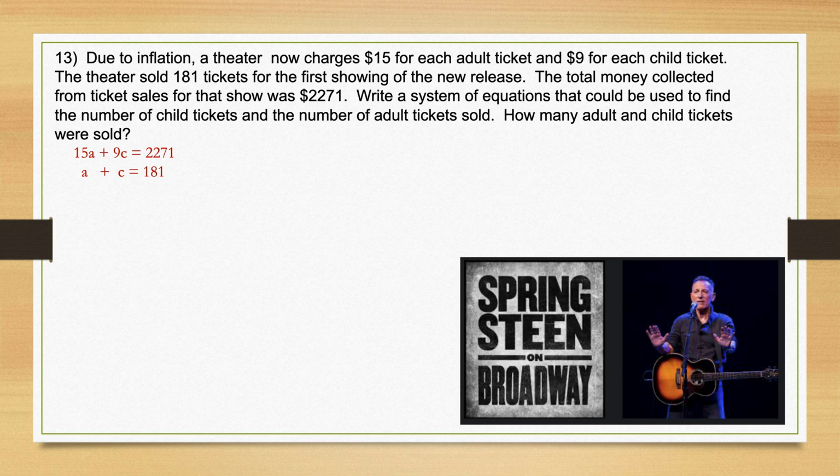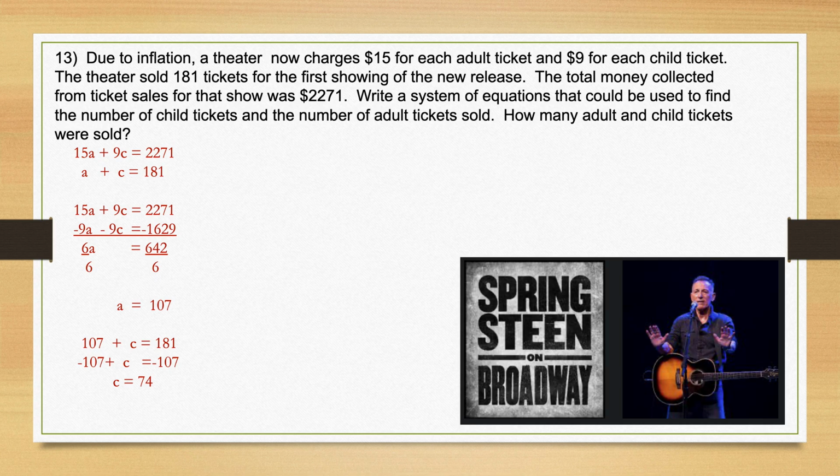To solve it, I'm going to distribute -9 across the bottom. That gives me 6A is 642, dividing, and I get A is 107. So there's 107 adult tickets sold. And then we're going to find the child tickets. 107 plus the children equals 181. Subtracting 107, child tickets is 74.